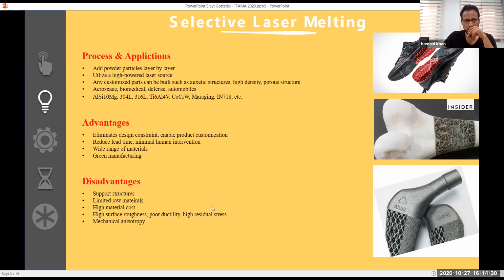However, talking about the advantages, one cannot overlook the disadvantages. You can look at the support structures.